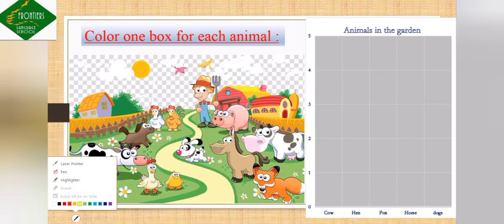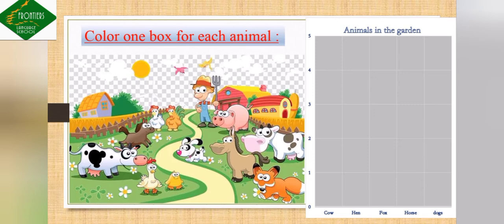Okay, grade 2, let's take this example. Let's count how many cows I have. I have here 1 and 2. So I have 2 cows, so we'll color 2 boxes, 1 and 2. And then how many hens do I have here? Let's count. 1, 2, and 3. So how many boxes will I color? It's 3 boxes. 1, 2, and 3.